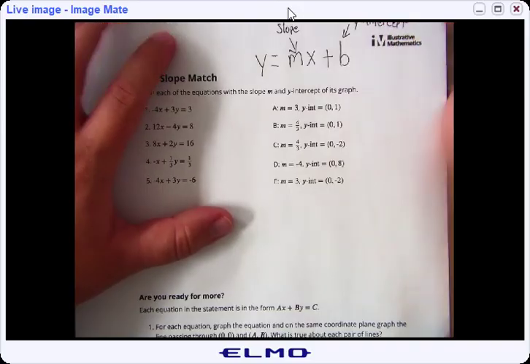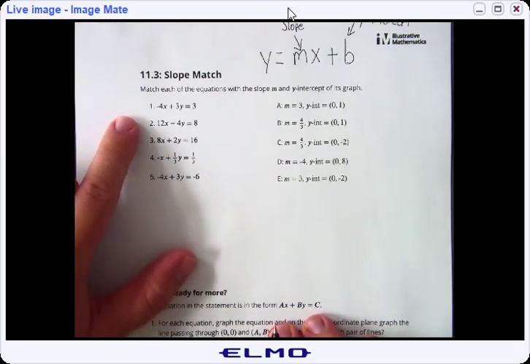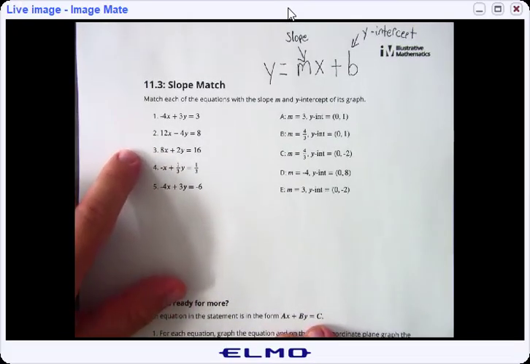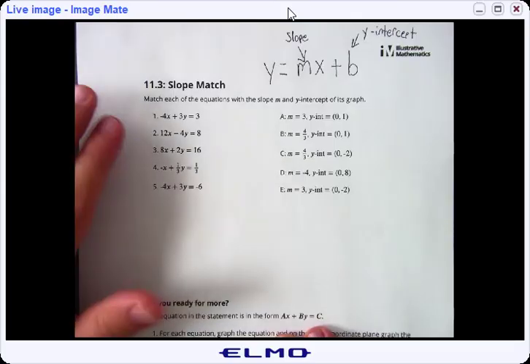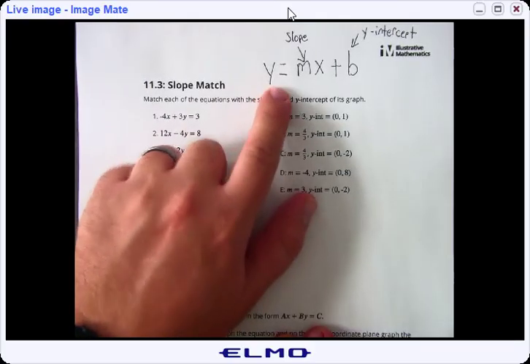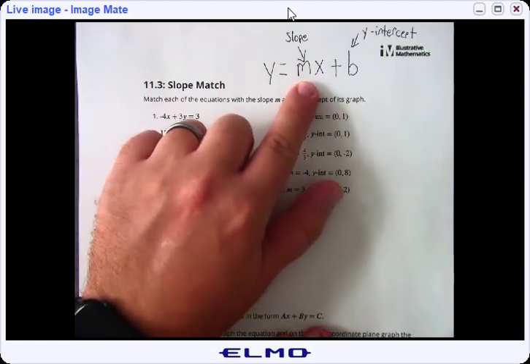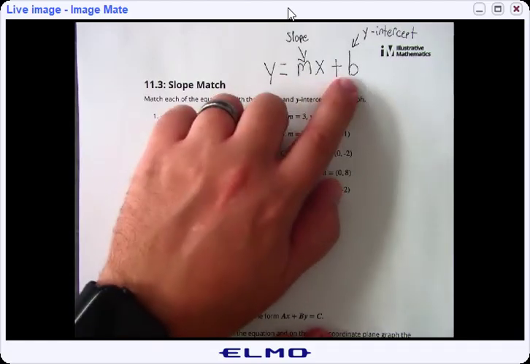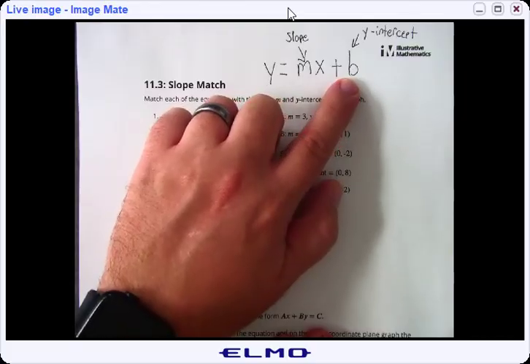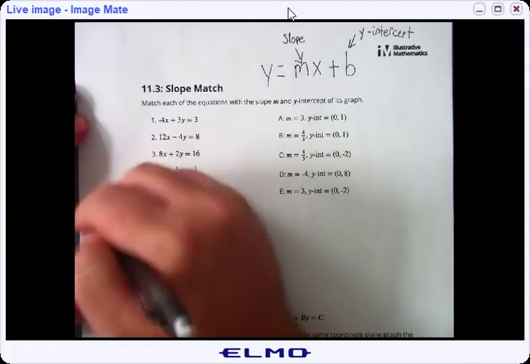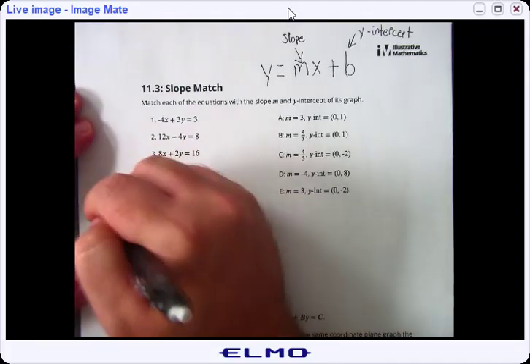What we're trying to do is get each one of these equations to be something like y equals something. Once we get it like y equals something, it'll be in slope-intercept form. So we can find the slope next to x, and the y-intercept is just the number that's all by itself.